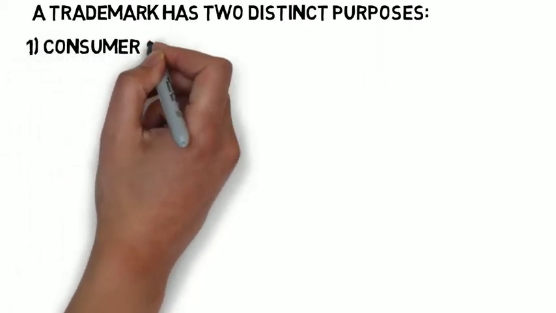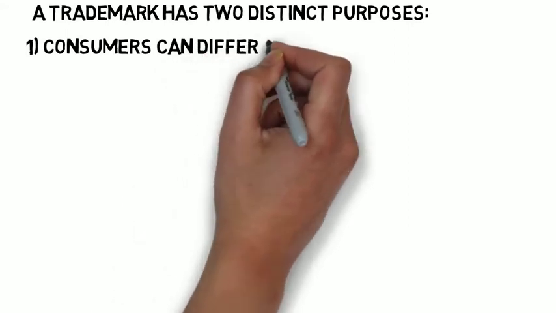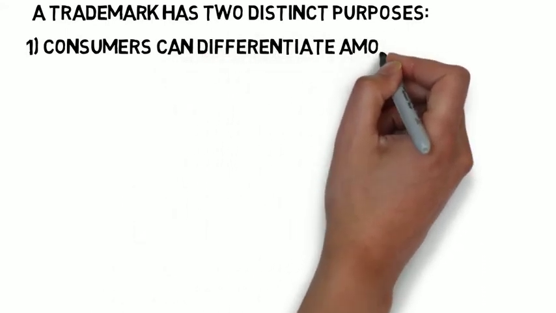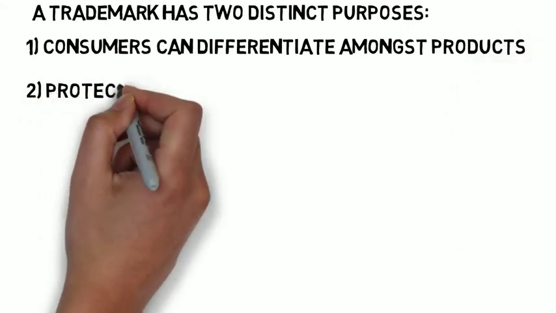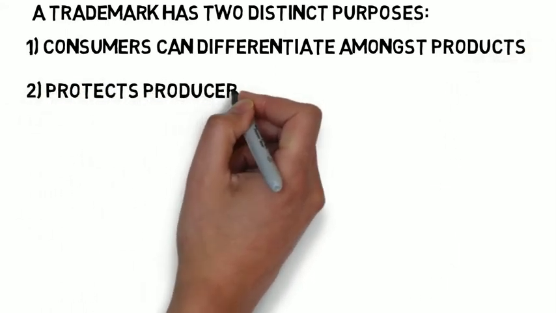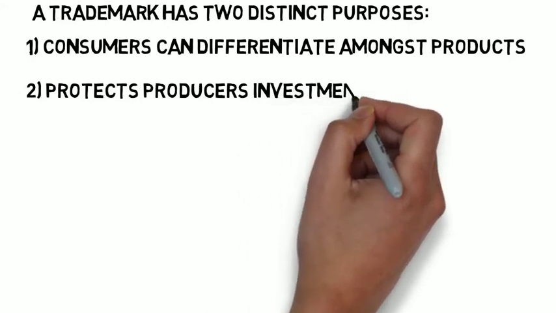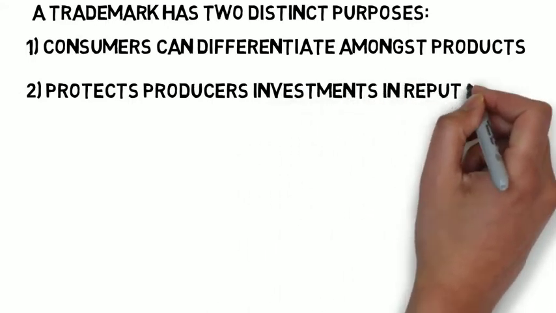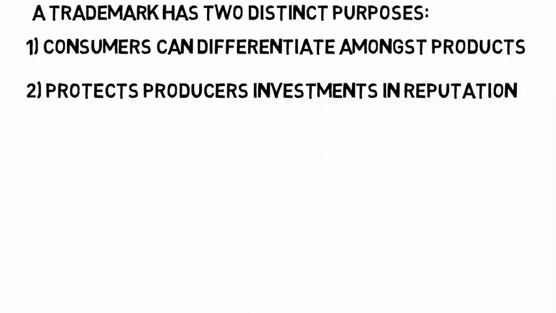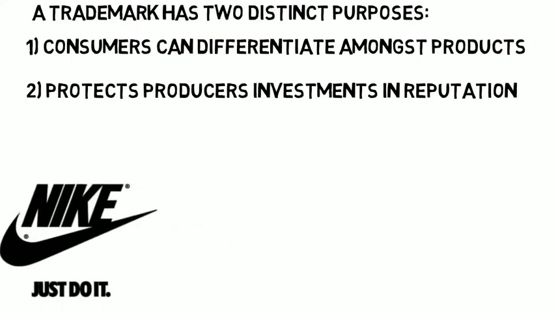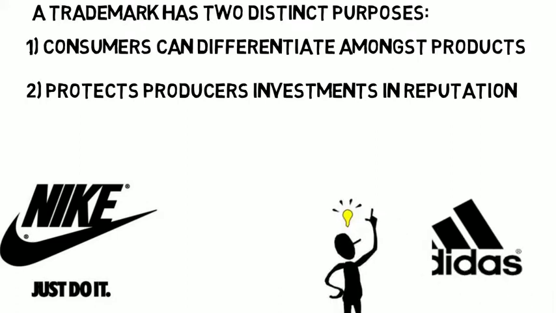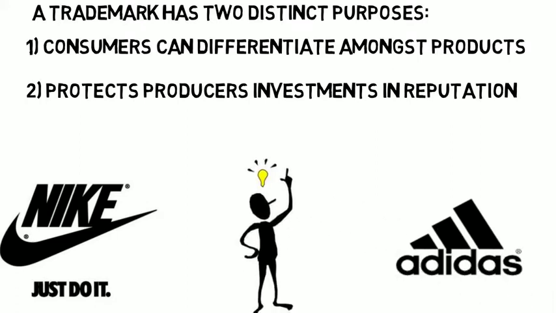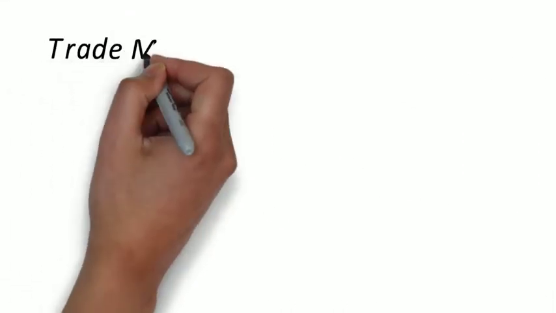Firstly, a trademark is used for consumers to differentiate amongst products. It assures a customer that the item with this mark is made by the same producer, enabling them to make informed judgments. Secondly, trademarks protect producers' investments in reputation. The law helps assure a producer that its company and not an imitating competitor will reap the financial rewards associated with their reputation. Section 120 of the Trademarks Act protects these rights of consumers and producers.